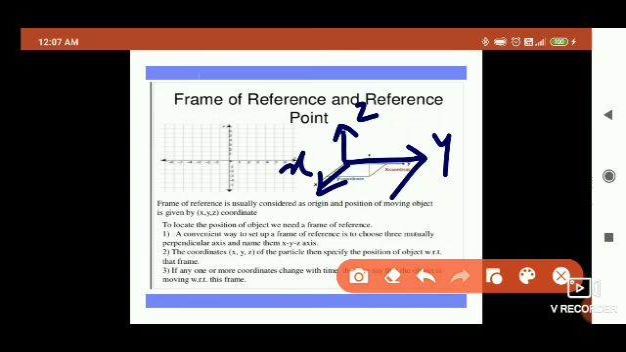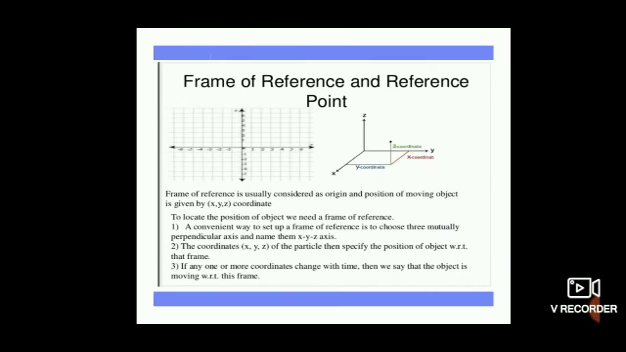The coordinates x, y, z of the particle then specify the position of the object with respect to that frame. Whenever the object moves from one position to another, we can consider the same axes or the same frame. If any one or more coordinates change with time, then we can say that the object is moving with respect to its frame.